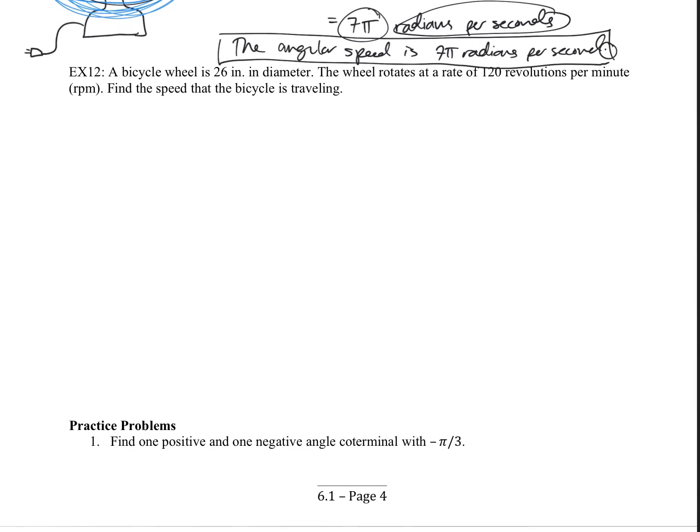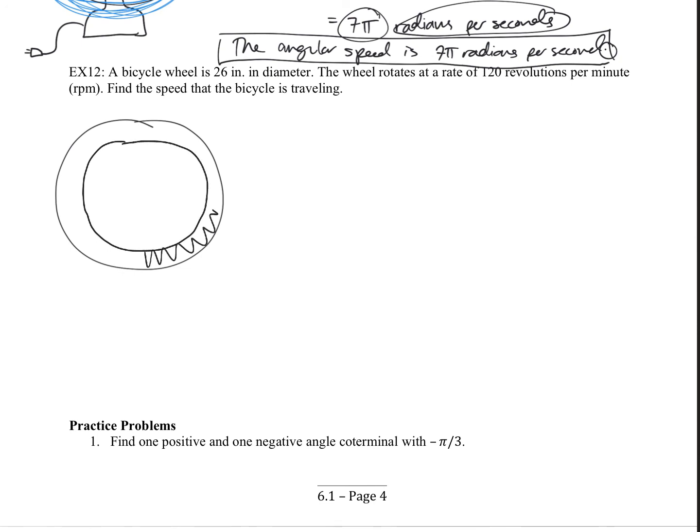Alright, example 12. A bicycle wheel is 26 inches in diameter. Let's go ahead and draw that in. So a bicycle wheel. Oh, that looks horrible. Let me fix that. I may not get this satisfactory enough, but the next circle I do, I will stick with this circle. Oh, that's horrible. Okay, so we have our bicycle wheel, right here's our tire. I'm just going to go ahead and fill in that tire. And it's got spokes and whatnot.